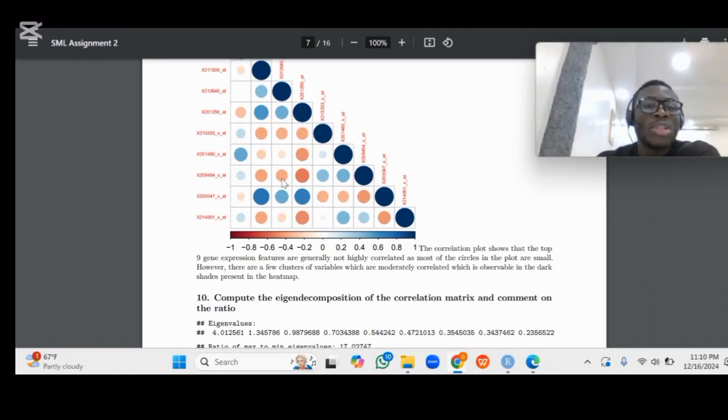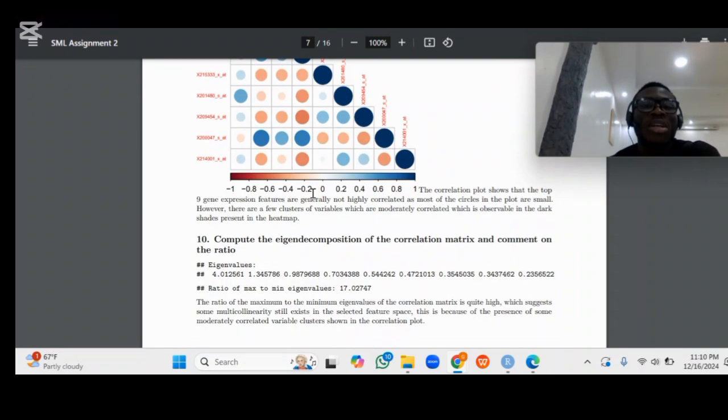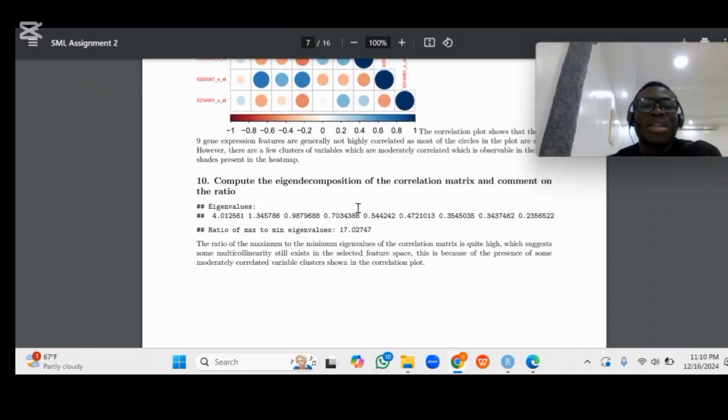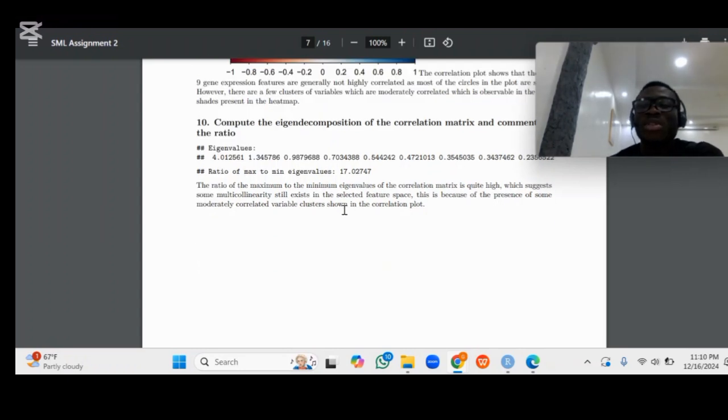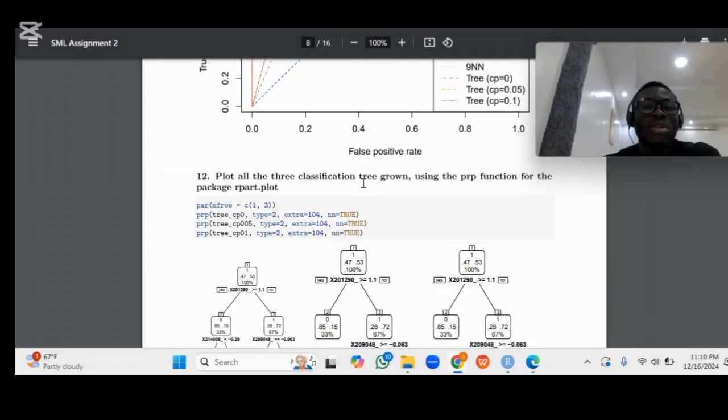Moving on, we did a correlation plot and saw that most of the variables are not correlated. They are weakly correlated, with a few of them being correlated, so we might have an issue of multicollinearity. Performing an eigen decomposition and finding the ratio between our max and minimum gave us 17, which is a bit high against our threshold of 10. If it were below 10, we would say that it's normal, but above 10, we can say that there's a bit of multicollinearity.